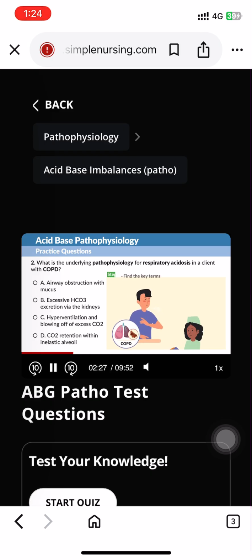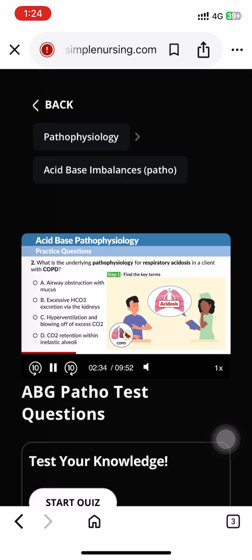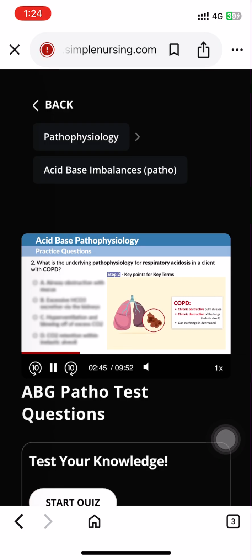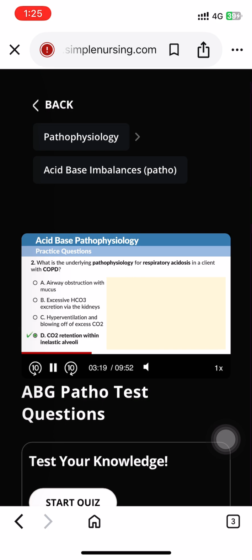Okay, let's break this question down. The question's asking for the underlying pathophysiology for the key problem here, respiratory acidosis, in a client with COPD. So before looking at the options, always think, what 2 things do you know about COPD and respiratory acidosis? So COPD, that chronic obstructive pulmonary disease, just think chronic destruction of the lungs, specifically inelastic alveoli, from smoking and pollutants. So gas exchange is decreased, retaining more CO2 in COPD, which basically pushes the body into respiratory acidosis from too much carbon dioxide, which I call carbon diacid as a memory trick, because it pushes the body into acidosis. So D would be the most correct here.